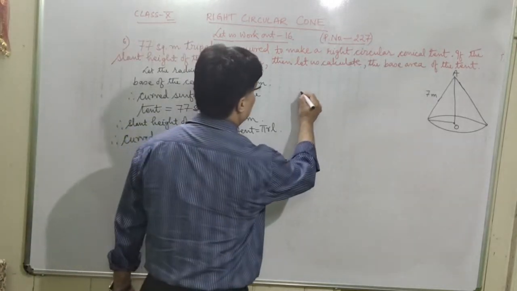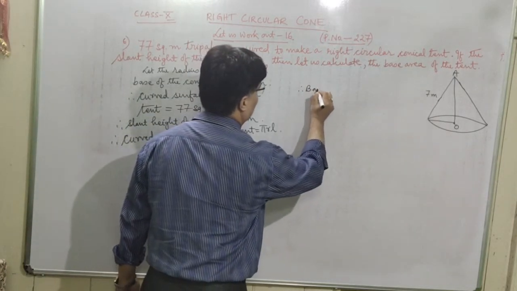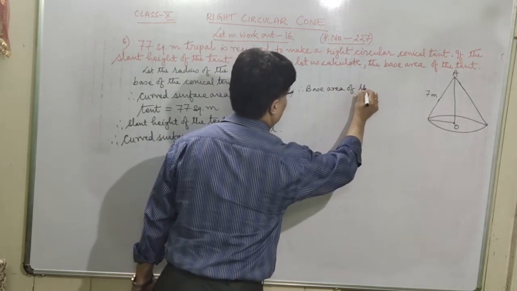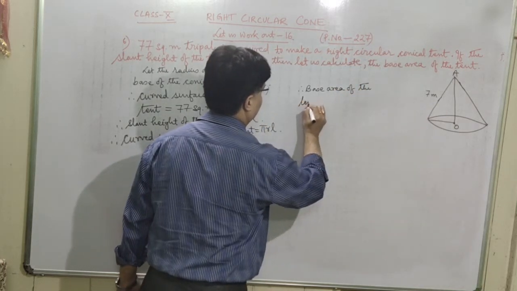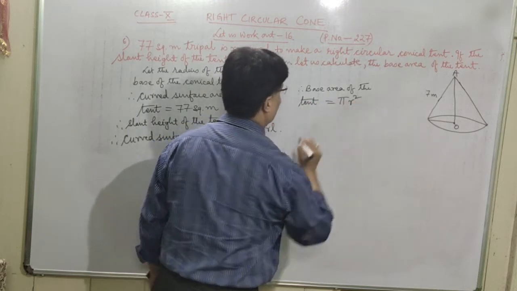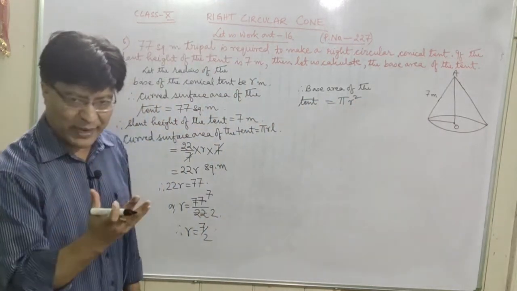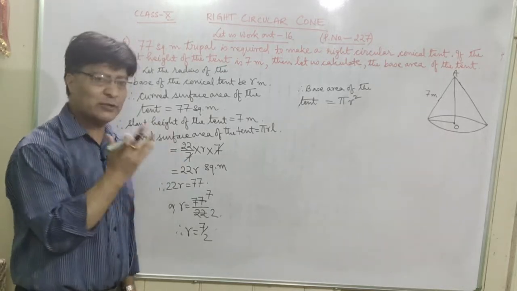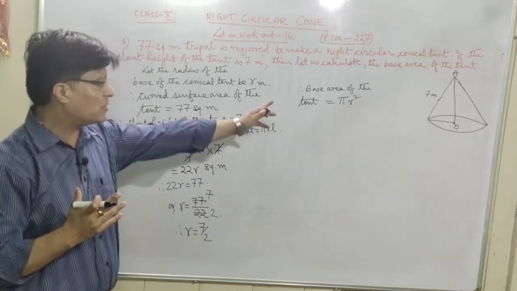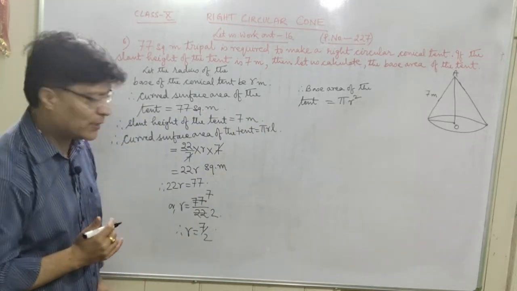So therefore, the base area of the tent is equal to, what is the formula? It is pi r square. You know that the base of the conical tent is a circle. So what is the area of the circular base? You know that the formula is pi r square.